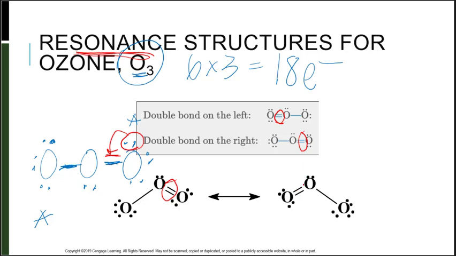Now this shows that when I have a double bond, we know a double bond is stronger than a single bond, and they are shorter. That's why it's showing that.